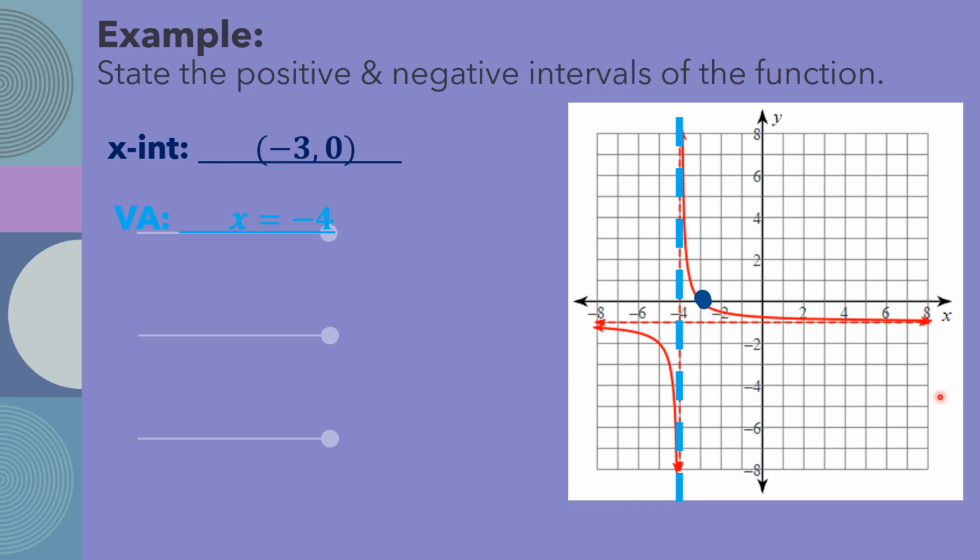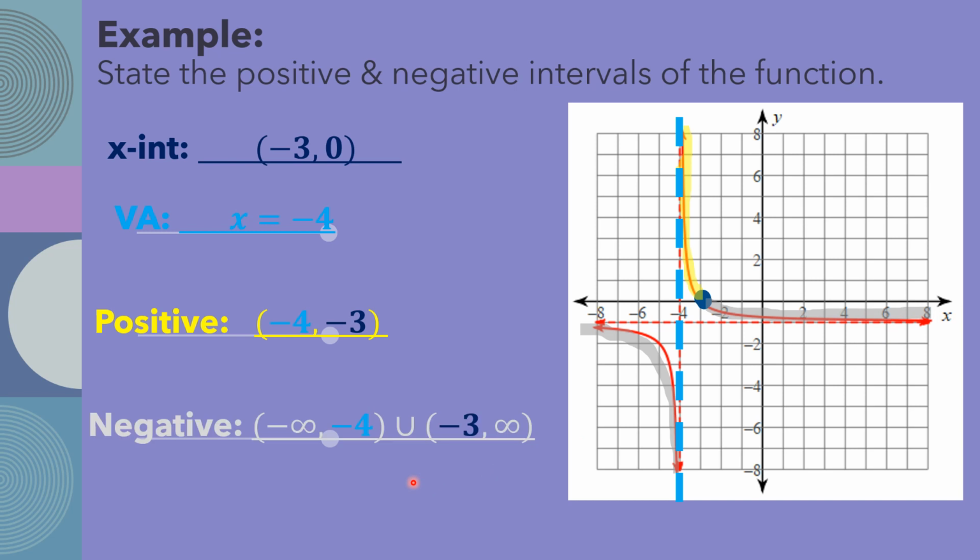To determine the positive intervals, we're looking where it's above the x-axis. So our graph is only above the x-axis between the vertical asymptote and the x-intercept, from -4 to -3. That's where it's positive. And then all of the other portions of the graph, from -infinity to -4, and again from -3, the x-intercept, out to positive infinity, is where the function is negative. So again, where is it above the x-axis and where is it below the x-axis? Okay, good start.